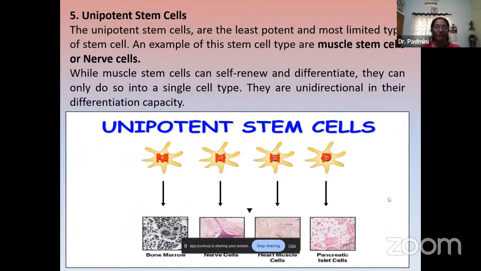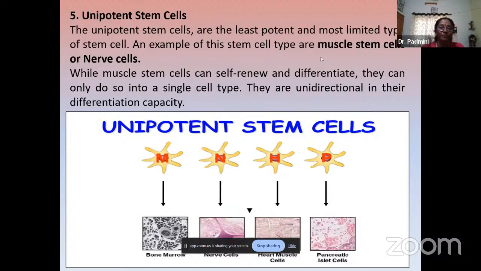Uni is single. The name itself indicates that it is single. These are the least potent and most limited type of stem cell, and examples of this type of stem cell are muscle stem cells or nerve stem cells. When this cell is going to turn into a muscle cell, it is destined to form a muscle cell. It cannot form a liver cell or a nerve cell. A nerve stem cell is going to form only a nerve cell, and not any other different tissue cells.